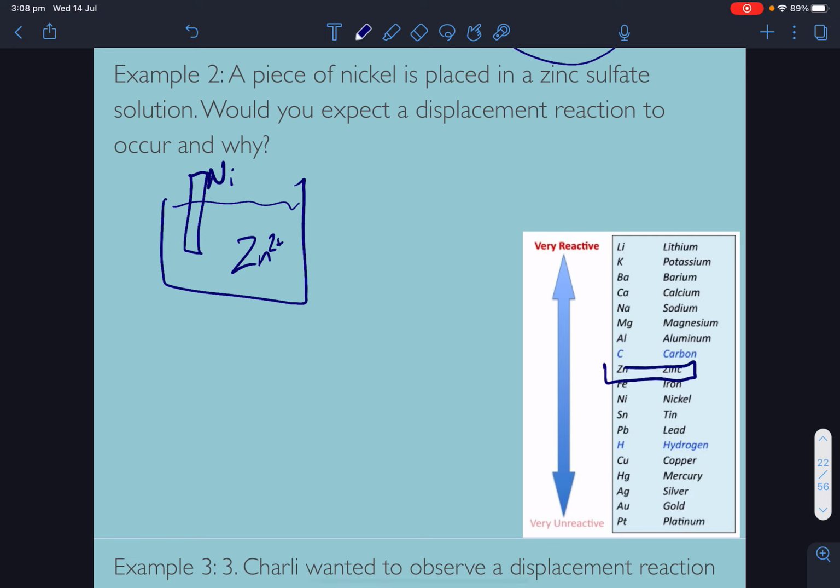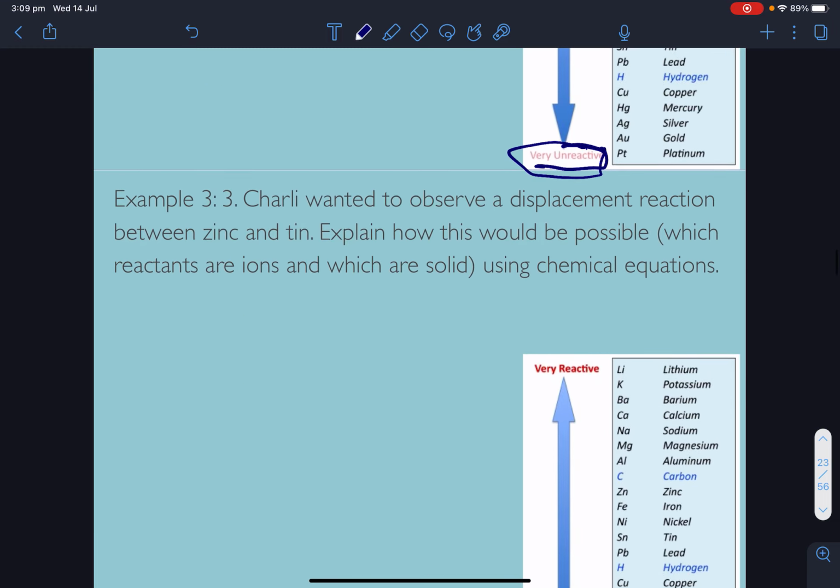Zinc is here. Nickel is here. Nickel is more towards this side, the unreactive side. So nickel likes its electrons more than zinc. Nickel's already got its full shell. It's not going to give up any electrons to zinc. So what's going to happen? Nothing. No reaction. So these displacement reactions are only going to go in one direction. They're not going to go in the other.